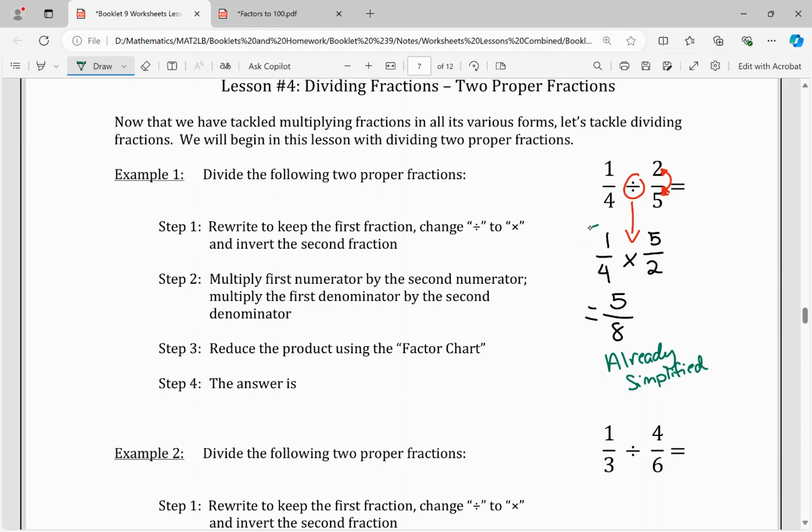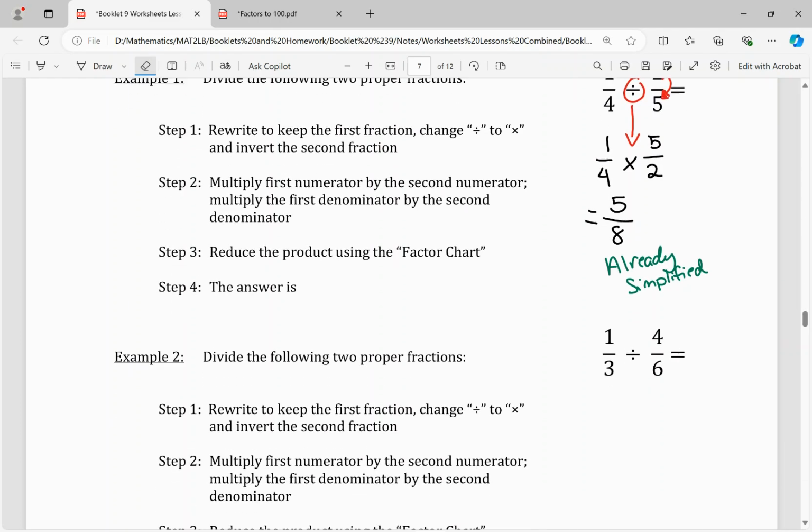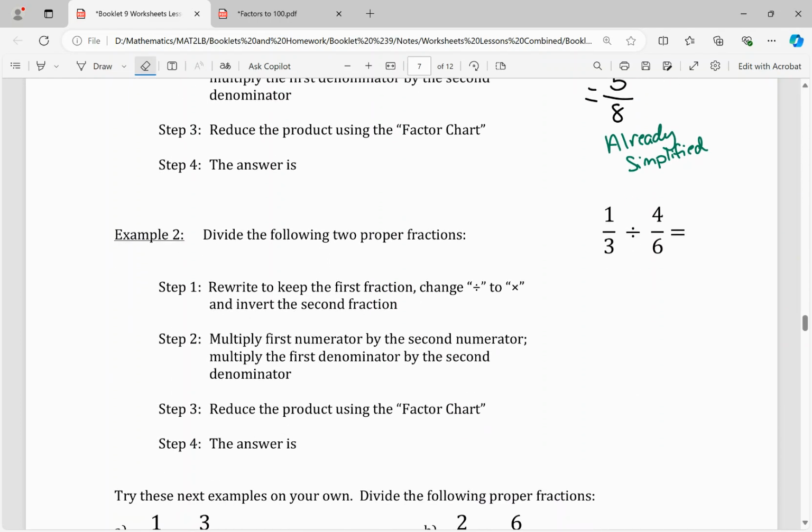So the rest of the question stays the same. You've worked with most of these strategies before. All that's new is the first step, where you change the division to a multiplication as long as you flip the second fraction. And it has to be the second fraction. You cannot flip the first one.